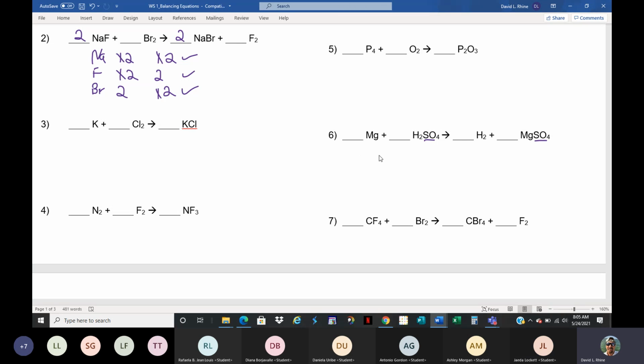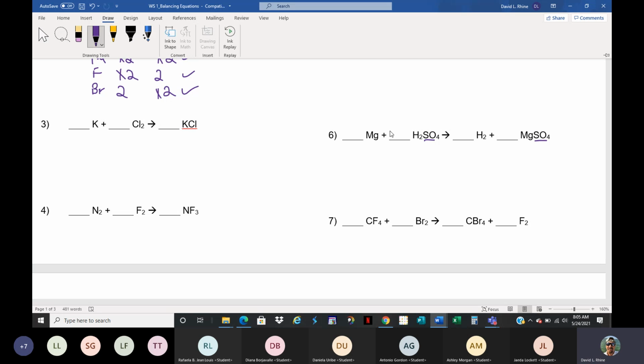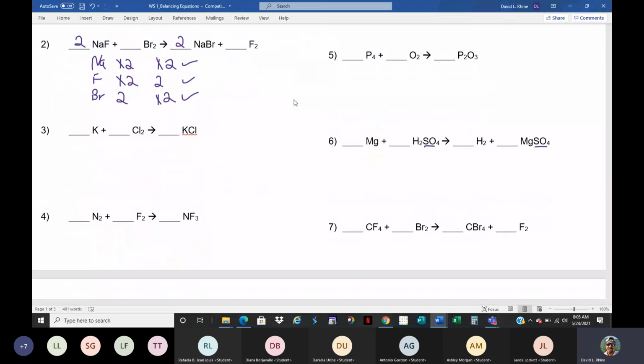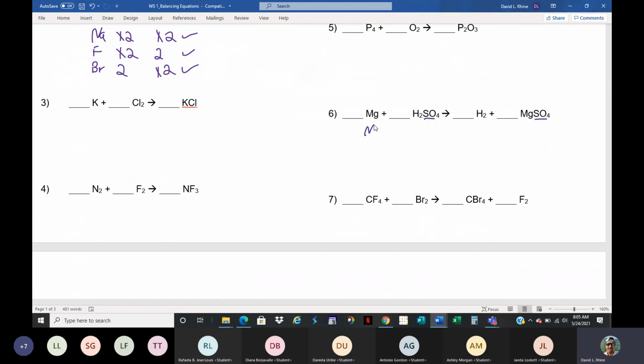So we have magnesium and we have hydrogen. And then I'm going to treat the sulfate like it's one thing because it goes through unchanged. Now, if that's bugging you, you can switch that out to sulfur and oxygens. What I'm doing just saves time. It makes it a little faster.